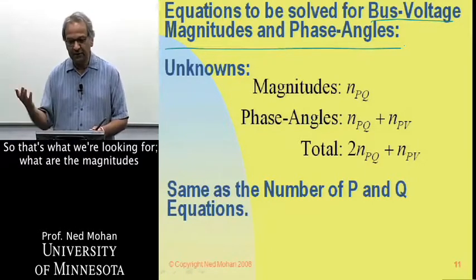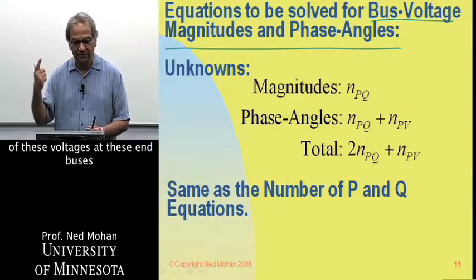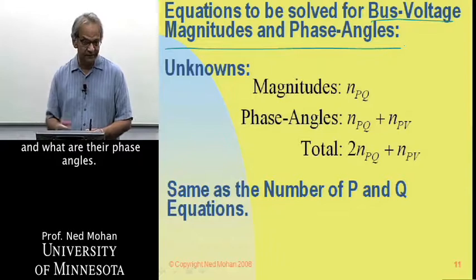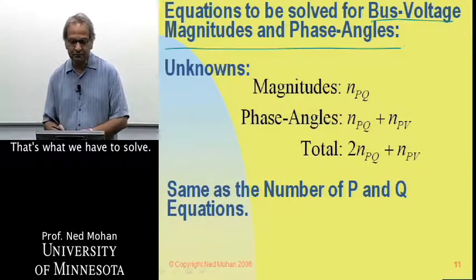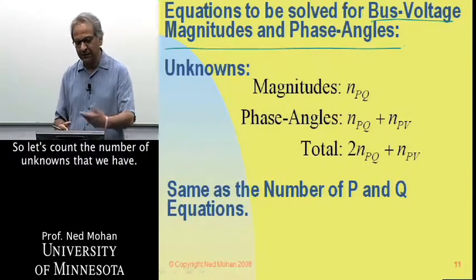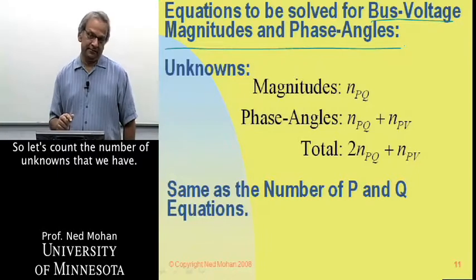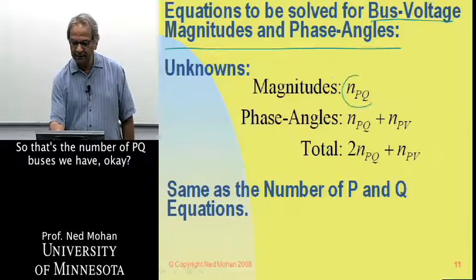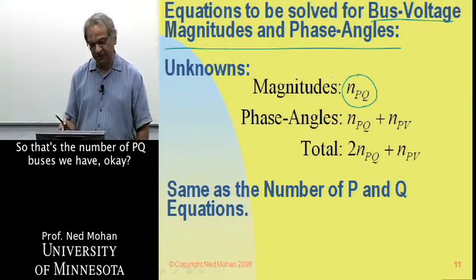So that's what we are looking for. What are the magnitudes of these voltages at these n buses, and what are their phase angles? So that's what we have to solve. So let's count the number of unknowns that we have. Well, we have, first of all, n_PQ. So that's the number of PQ buses we have.